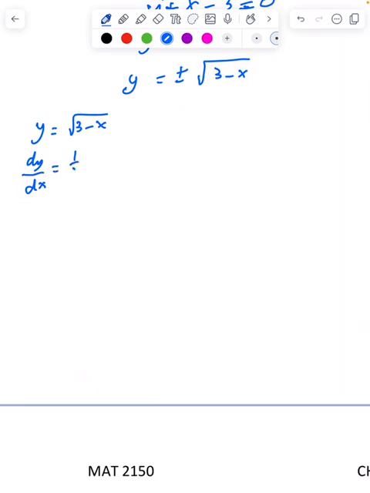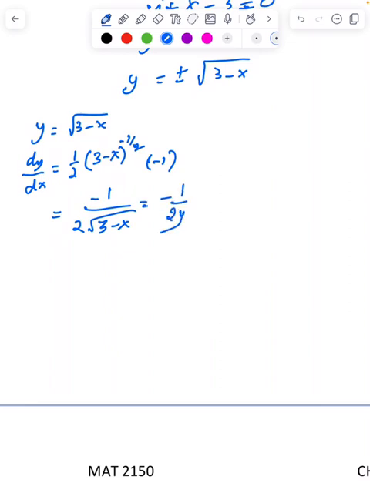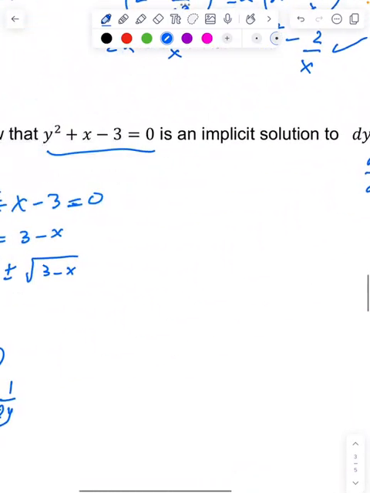1 over 2, 3 minus x raised to negative 1/2 times negative 1, which can be written as negative 1 over 2 times the square root of 3 minus x. But what is the square root of 3 minus x? That is y. So you can write this as negative 1 over 2y. So you see we are getting the differential equation that we have here. So it means that this is a solution.